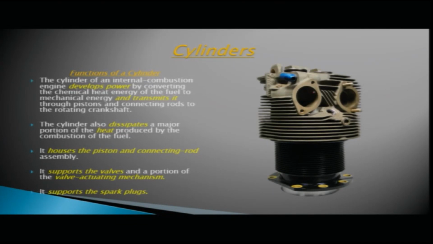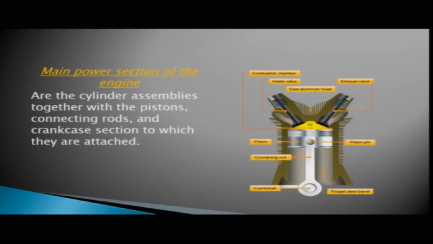Here in the cylinder you can see these holes, these are for intake and exhaust. This hole is for your spark plug connection. This is your cylinder head. This complete area is your cylinder head and this portion is your cylinder barrel. The cylinder houses a piston and connecting rod inside. It provides a place for the intake valve and the exhaust valve, for the spark plugs to be mounted, and for the valve operating mechanism to be mounted. So, it is the main power section of the engine.